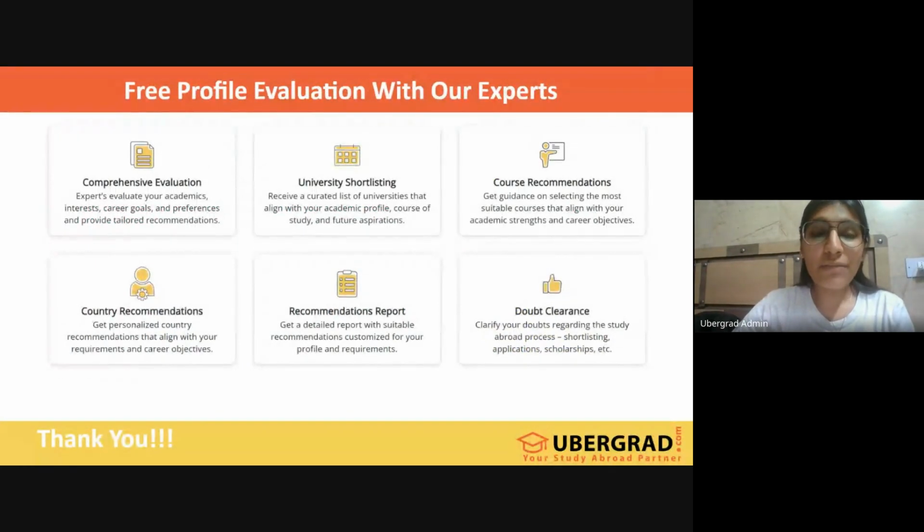Then we have the free profile evaluation, which is done by our experts. That is university shortlisting, post recommendations, and country recommendations, made according to your future aspirations, career objectives, and interests. Then we also have recommendation reports, specially customized according to your interests and preferences. Then we also have a doubt clearing process.